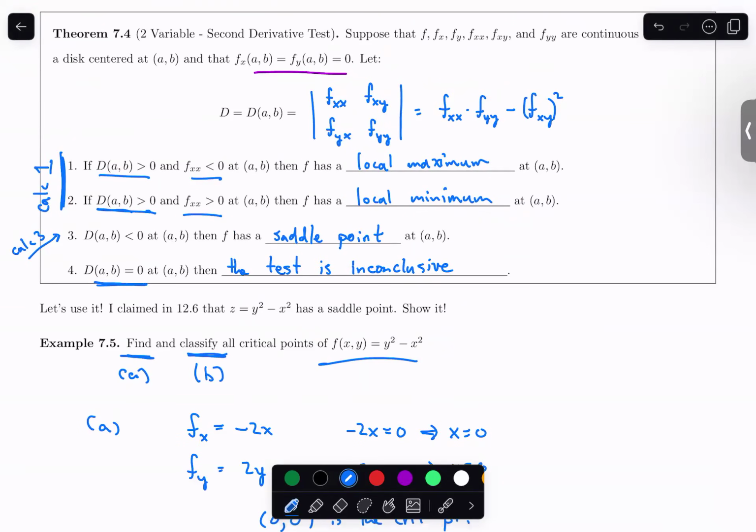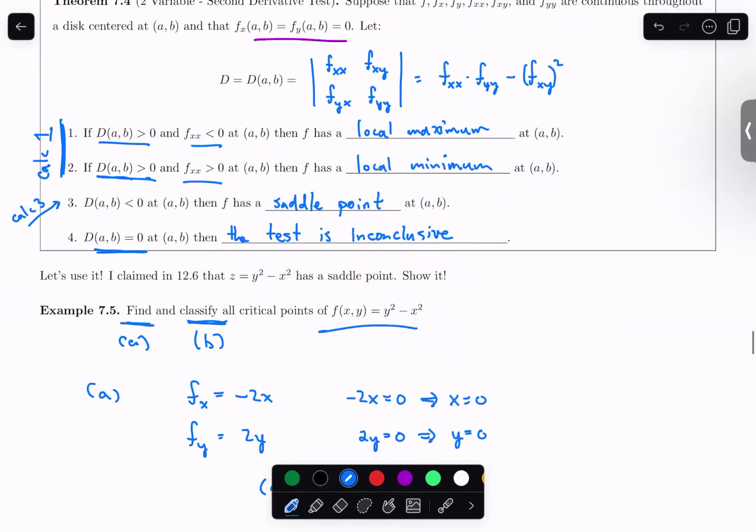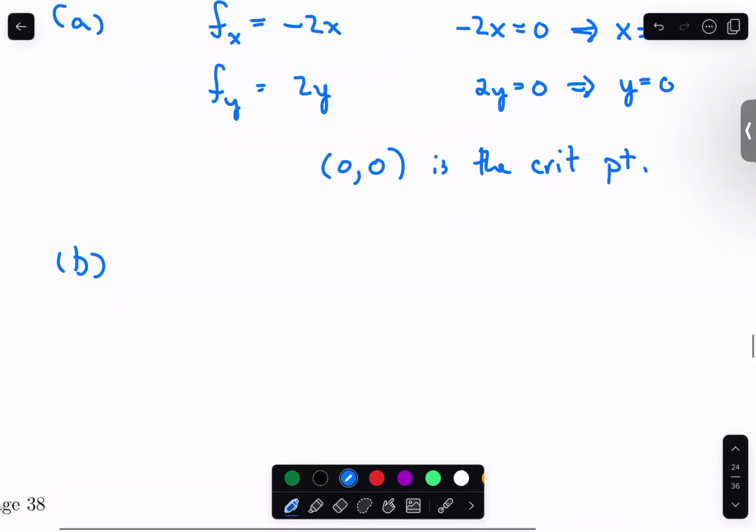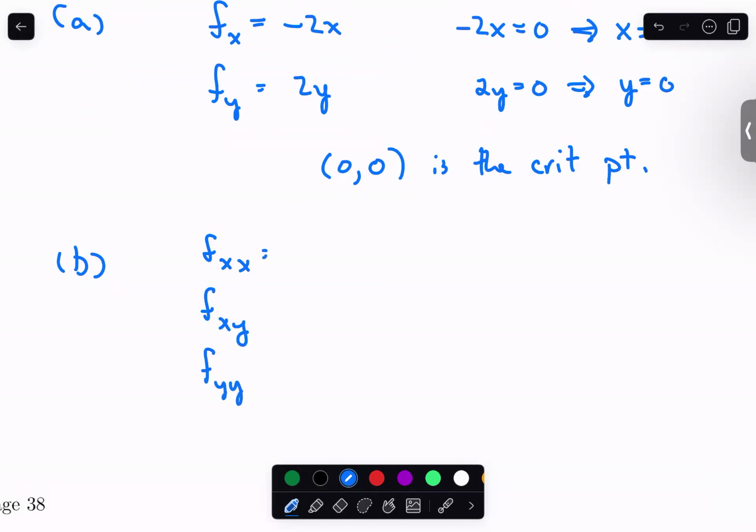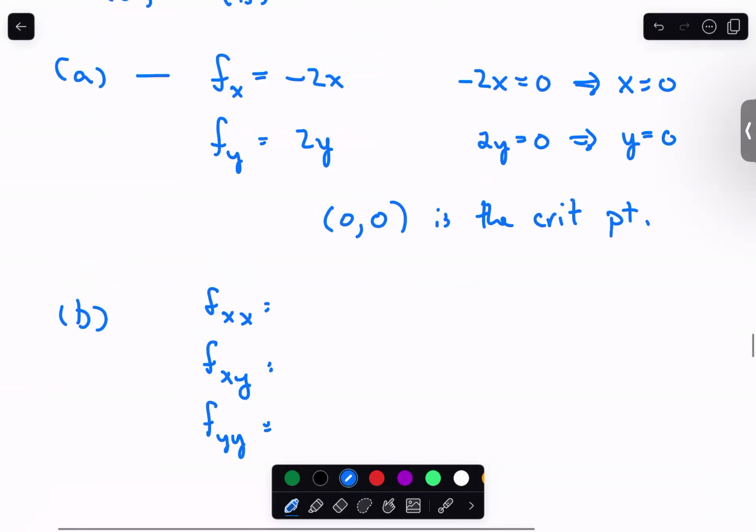And we need to calculate out this determinant of our Hessian matrix, which means that we need a lot of pieces when it comes to second derivatives. So let's go ahead and calculate out some of these. So f sub xx, f sub xy, f sub yy. I've already made it part of the way there, right? I have my partial derivative with respect to x up here. So I can take another derivative with respect to x, and that's going to give me negative 2.